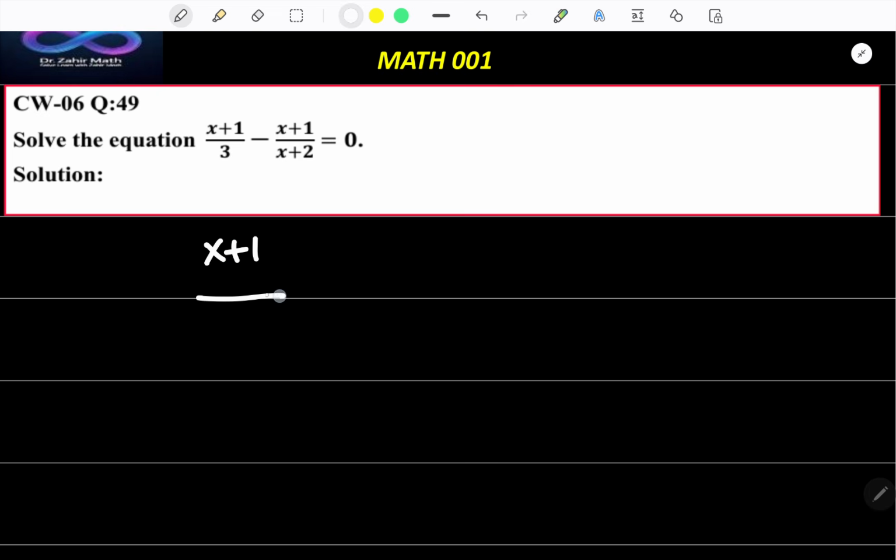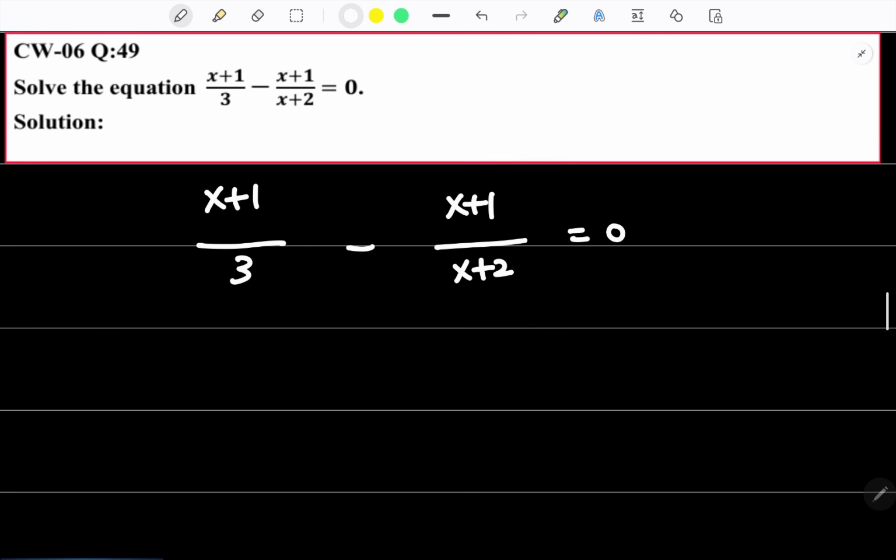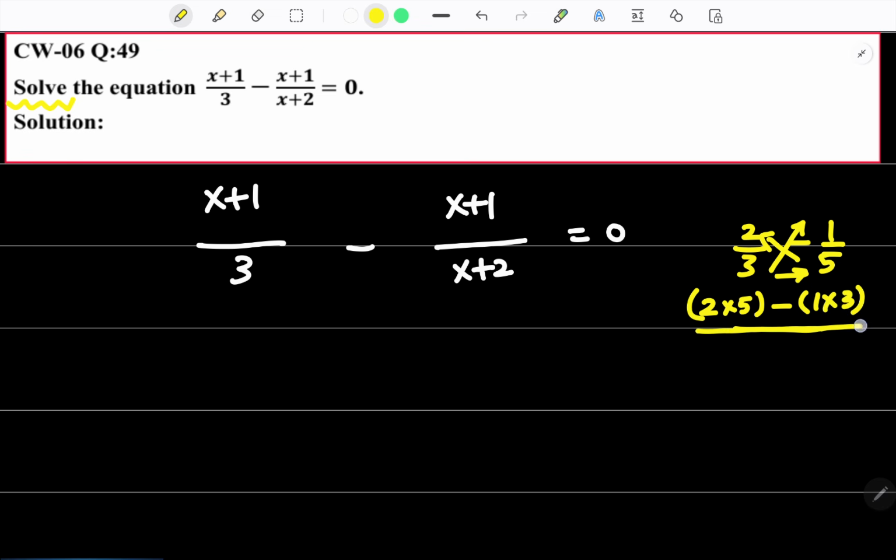x plus 1 divided by 3 minus x plus 1 divided by x plus 2 is equal to 0. Clear? This is a simple way. They are asking us to solve the equation. I'm going to tell you a simple idea which you studied in school: 2 by 3 minus 1 by 5. How did you study it in school? We do cross multiplication. In Arabic we call it magas, right? So 2 multiply 5 minus 1 multiply 3, divided by 3 multiply 5. Clear, all of you?